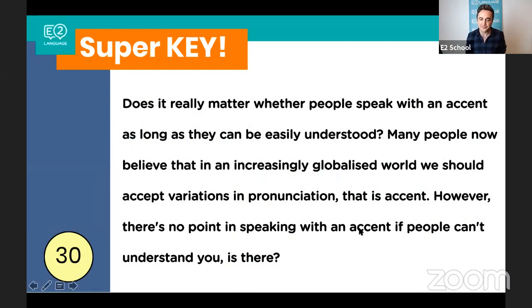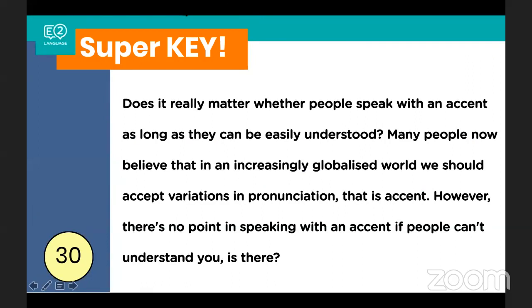So what I'm going to do now is I'll firstly just read this without meaning. I'll just say the words, okay? And you'll notice that you can't really understand what I'm saying because I'm just saying words. I'm also going to drop out some of those other critical elements. Does it really matter whether people speak with an accent as long as they can be easily understood? I can't not speak with meaning. It's a bit problematic. Many people now believe that in an increasingly globalized world, we should accept variations.